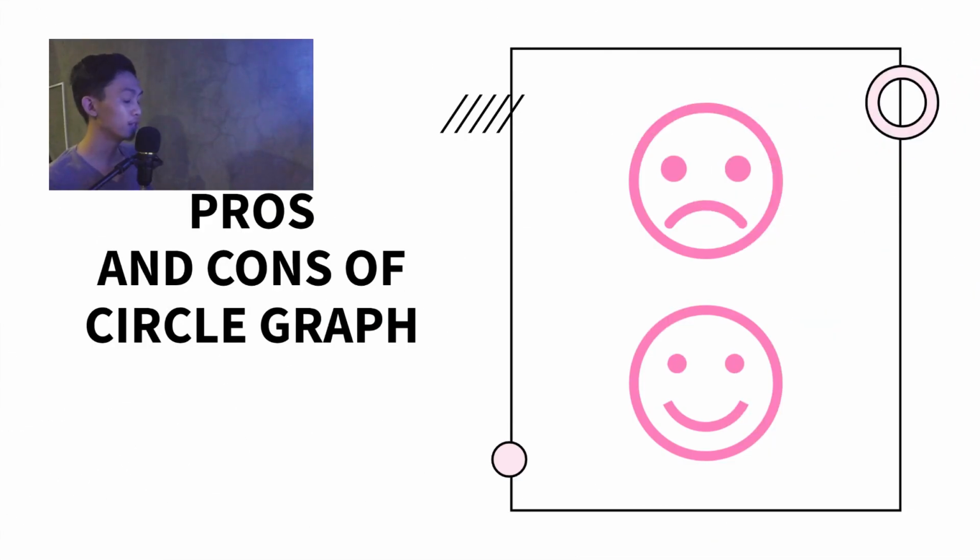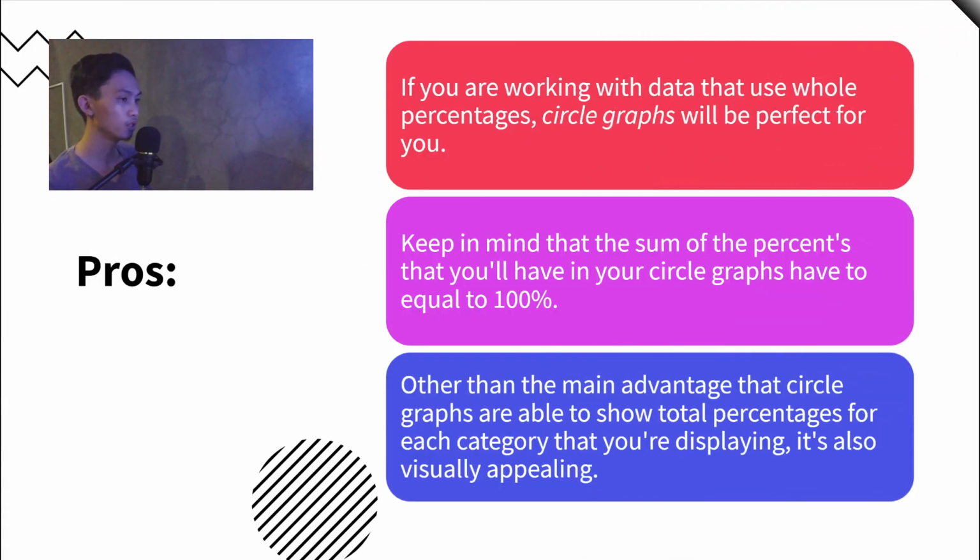Pros and cons of circle graphs. Pros. If you are working with data that use whole percentages, circle graphs will be perfect for you. Keep in mind that the sum of the percents in your circle graph has to equal 100%. Other than the main advantage that circle graphs are able to show total percentages for each category that you're displaying, it's also visually appealing.